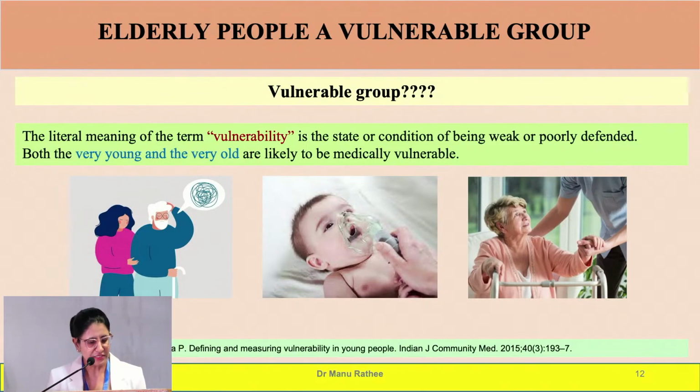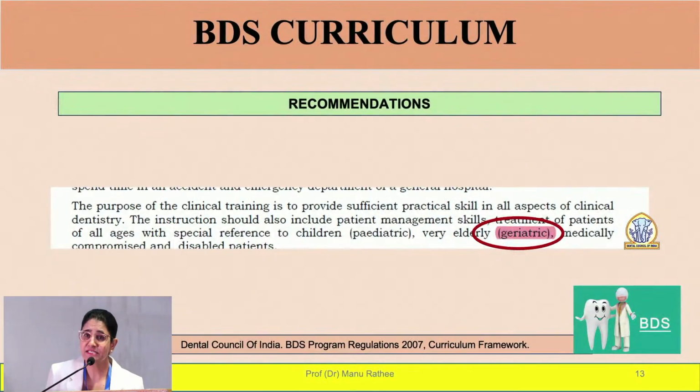And why are we talking about this particular group? Because this is a vulnerable group. In the age spectrum, we have the pediatric patient on one side and the geriatric at the other end. And on similar lines to the pediatric age group, this is considered a vulnerable group. Vulnerability is the state or condition of being weak or poorly defended. Both the very young and the very old are likely to be medically vulnerable.